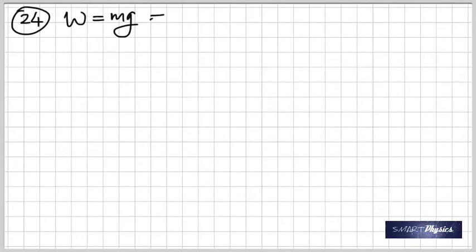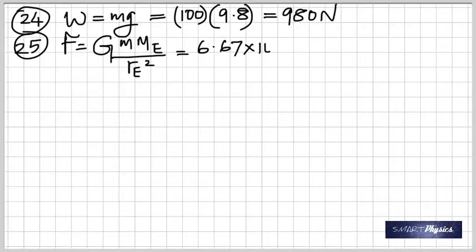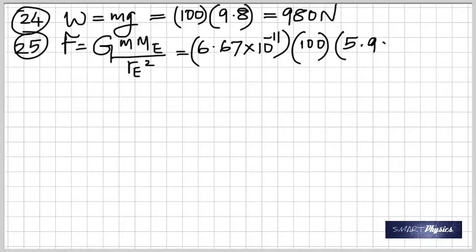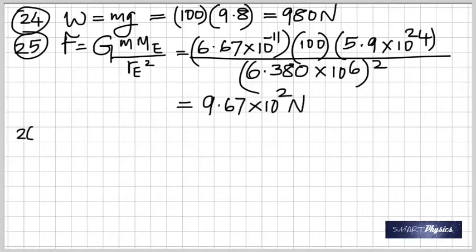24. What's the weight? Weight is mg. It's the same thing. 100 times 9.8, you get 980 newtons. 25. What is the gravitational force? G times mass of the object times mass of the earth by the square of the radius of the earth. That's the universal gravitational constant. Mass of the object is 100. Mass of the earth divided by the radius converted into meters. And do not forget the square. You get 9.67 times 10 to the 2 newtons.